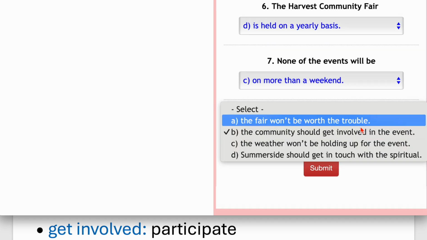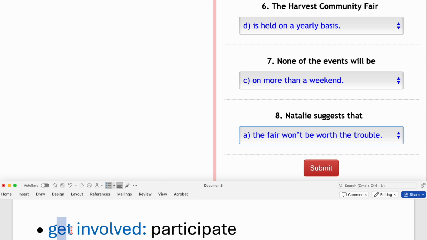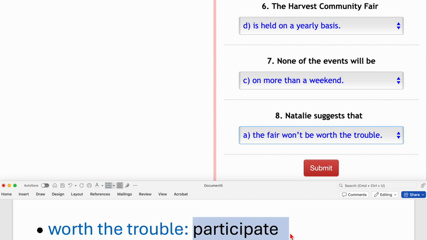Now, the other ones. The festival won't be worth the trouble. So, worth the trouble. It won't be, this means not good to do. Or worth the trouble means something good to do. Now, why worth the trouble? If we say it is worth the trouble, it means you should do it. No matter what, do it. But here it says won't be. So that's why not worth the trouble. So not good to do. And she doesn't say that. She says, let's participate.